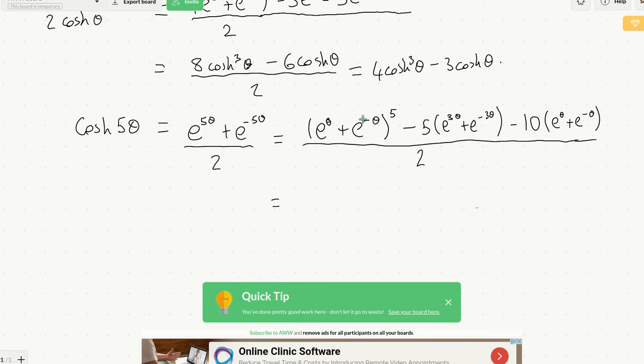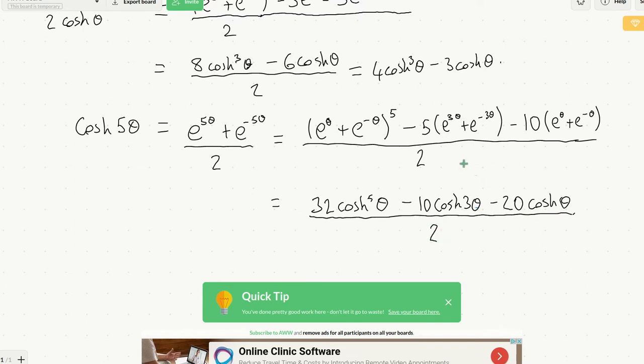This is 2 cosh theta to the power of 5, so that's going to be 32 cosh to the power of 5 theta. This is 2 cosh 3 theta, so that's going to be minus 10 cosh 3 theta. I'm a bit disappointed with the cosh 3 theta there. And this is going to be, not plus, minus 20 cosh theta, and that's because that's 2 cosh theta, all over 2.